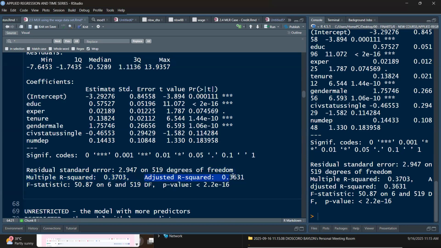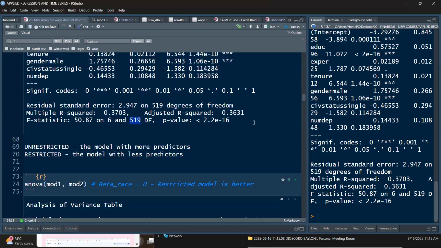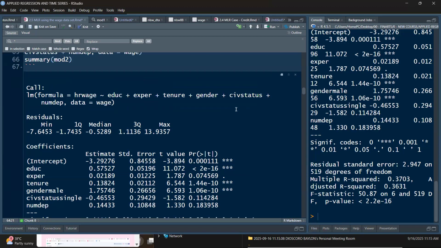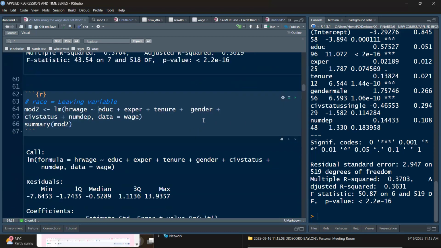However, the adjusted R squared went up, 36.31. Okay, and you have degrees of freedom, you have only 6 predictors. N minus K minus 1, 526 minus K, which is 6, minus 1, we get 519. And notice that there are still insignificant variables here. So we'd like to see whether this solution, model 2, is better than model 1.